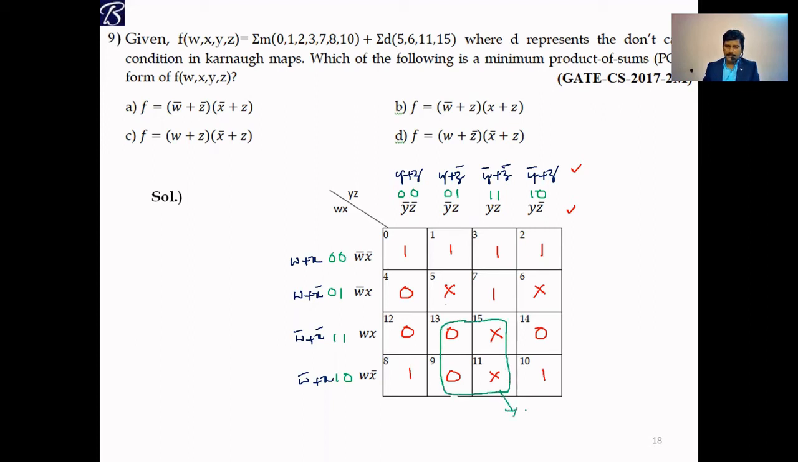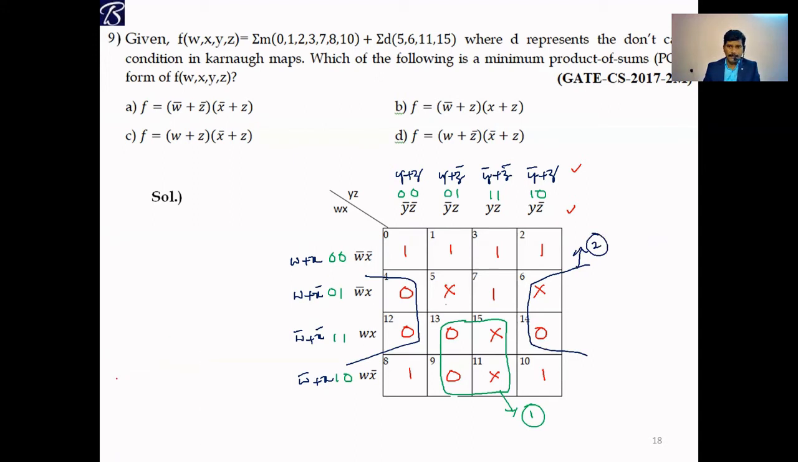So name it as 1. If you observe, in the options only 2 max terms are there. Already one max term is completed. Then the remaining 3 zeros should be covered. The only option to cover these 2 zeros and this 0 is one quad, that is this one. So this is the second term.